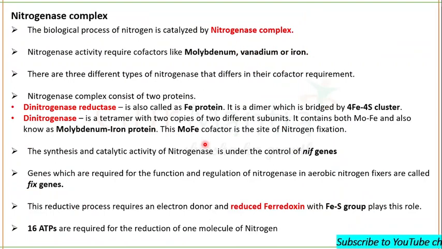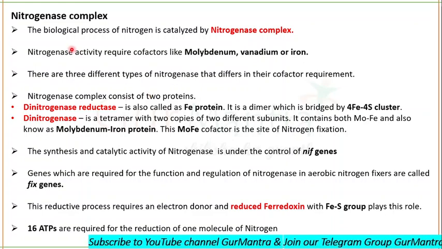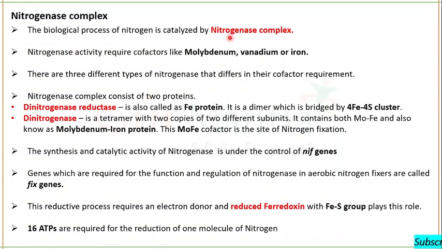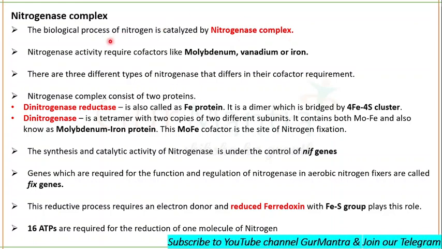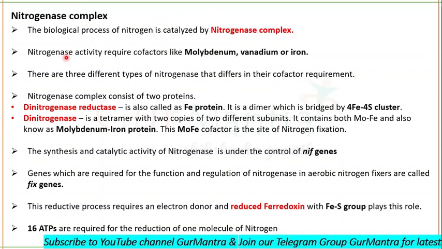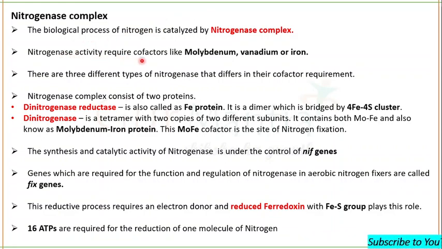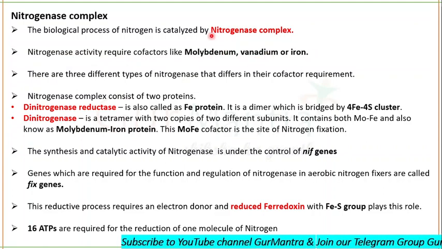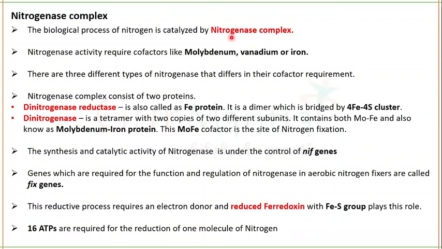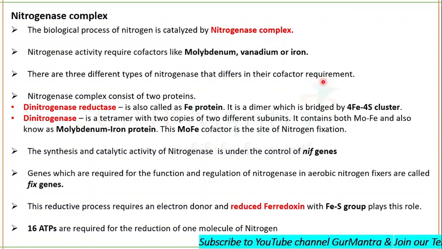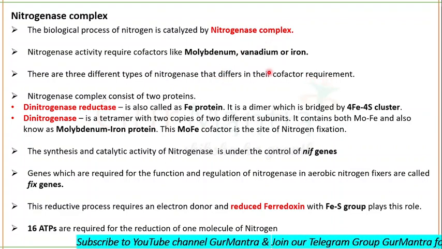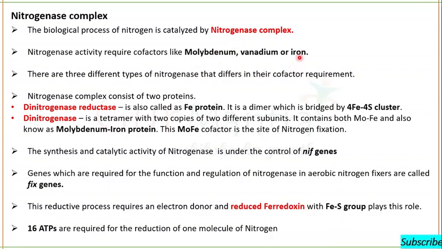Let's know about the nitrogenase complex. The nitrogenase complex is the important one which is going to fix the nitrogen. The biological process of nitrogen fixation is catalyzed by a nitrogenase complex. Nitrogenase activity requires cofactors like molybdenum, vanadium, and iron. There are actually 3 different types of nitrogenase complexes which differ in their cofactor requirement. Some will require molybdenum, some will require molybdenum and iron, and others will require vanadium and iron.